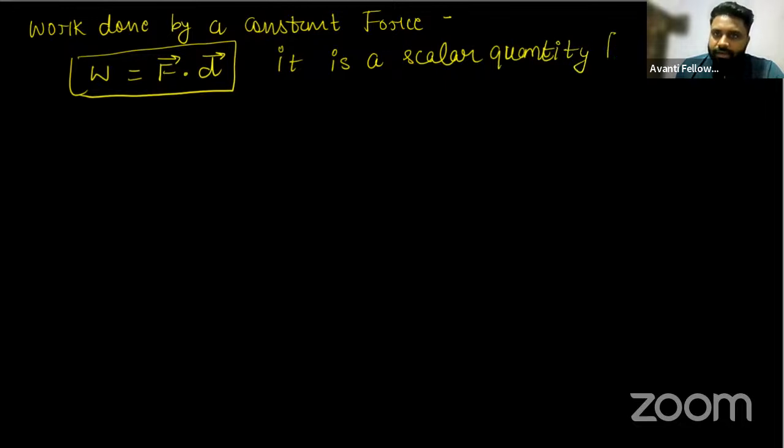And its unit is what? The unit of work is joule. Now, this is the formula for work done. We can modify this formula. We can write it as magnitude of F, magnitude of D into cos theta. This is the formula for scalar product: F dot D is equal to FD cos of theta.